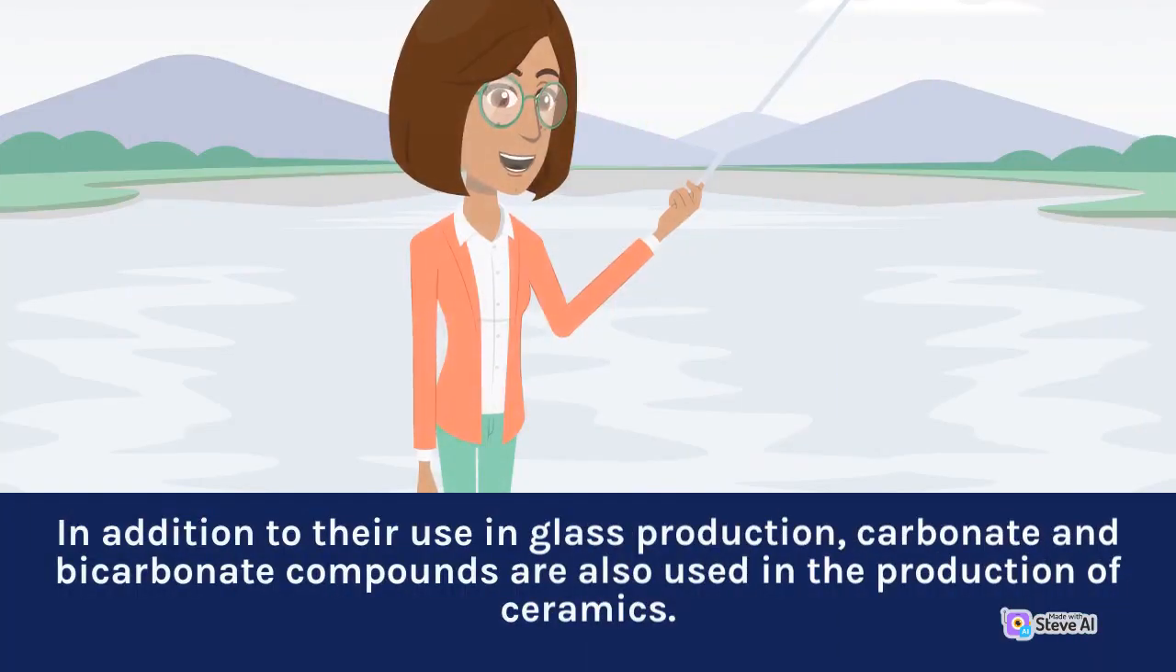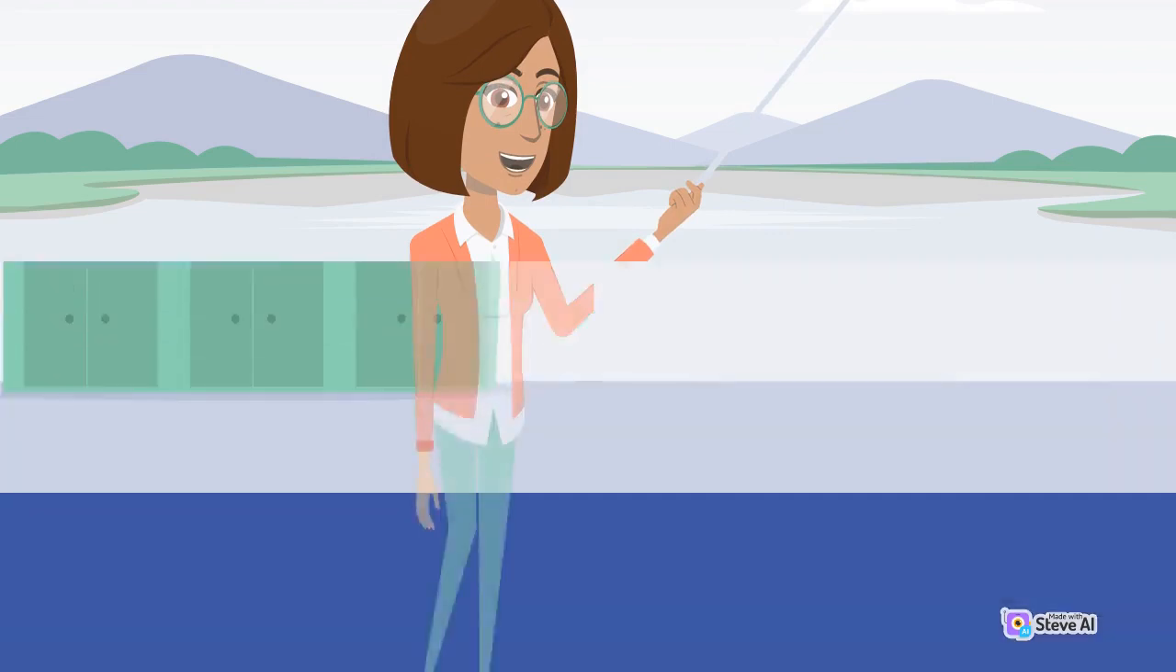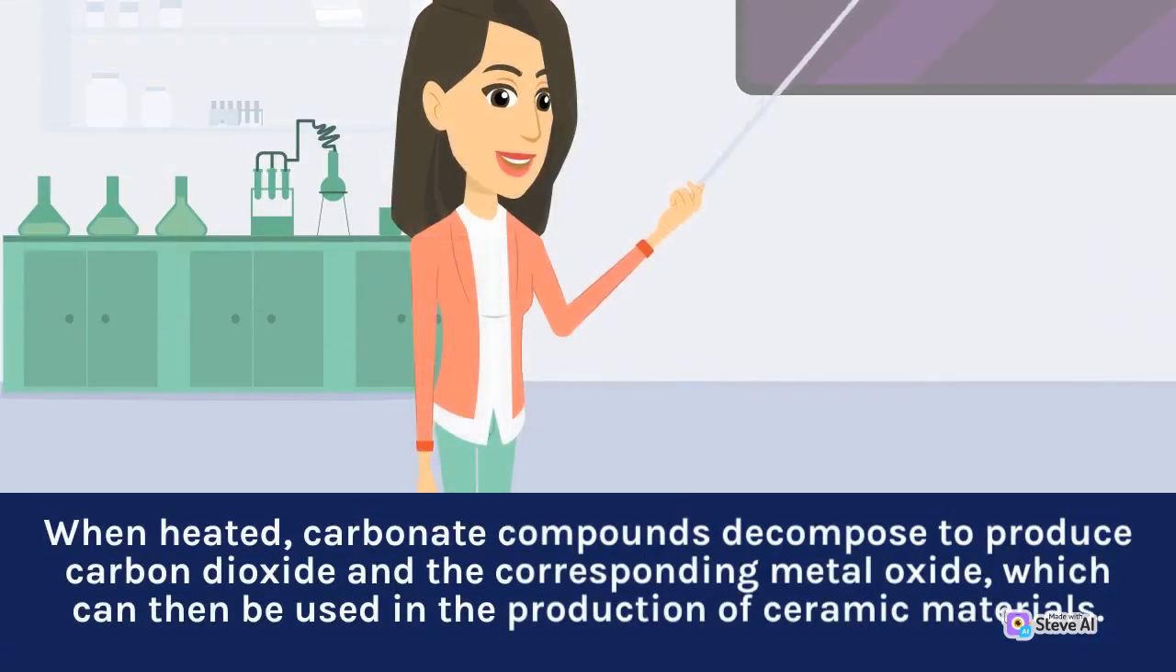In addition to their use in glass production, carbonate and bicarbonate compounds are also used in the production of ceramics. When heated, carbonate compounds decompose to produce carbon dioxide and the corresponding metal oxide, which can then be used in the production of ceramic materials.